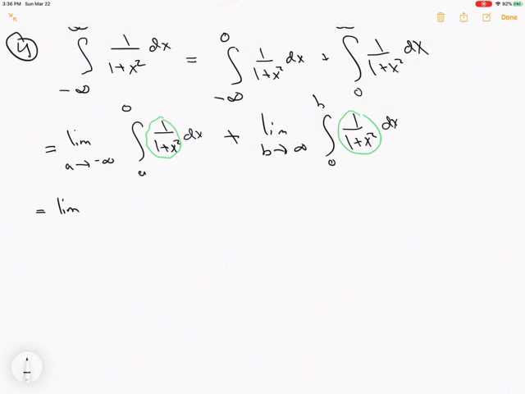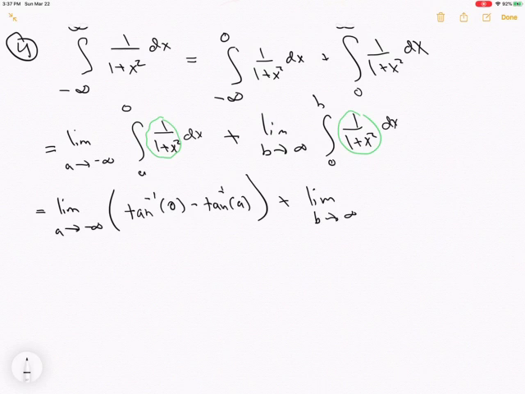So we work inside the first limit, and by the fundamental theorem of calculus, this gives us tan inverse of 0 minus tan inverse of a, taking the limit as a goes to negative infinity, plus we're going to use the fundamental theorem of calculus for the second integral, and that gives us, again, we still have the limit to deal with, tan inverse of b minus tan inverse of 0.